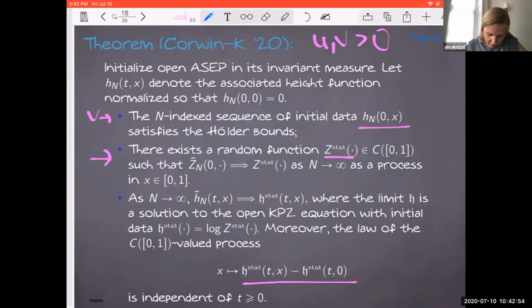Okay, so this is the main result, and moreover, what we also do is give a characterization of this limit process H stationary. Now I probably need to pause and ask if there are any questions.